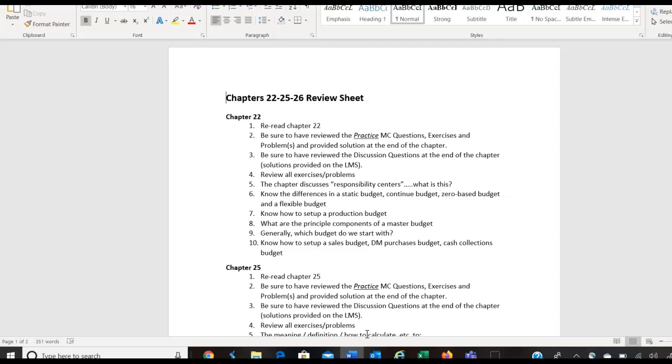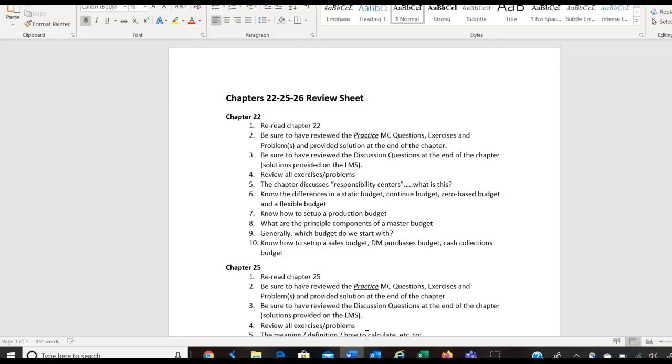But a really good problem to review that kind of captures everything in this chapter is problem 2A. We put together a bunch of budgets in that one: the sales budget, the production budget, the direct materials purchases budget, and then the direct labor budget. It does not have the cash collections budget, so that has another exercise to look at. But this is a very good problem that does a nice review of the chapter.